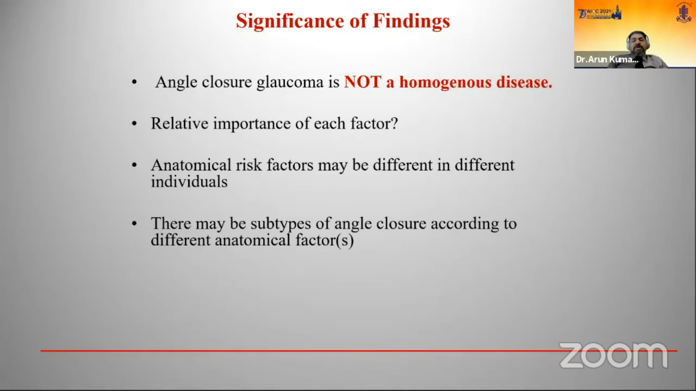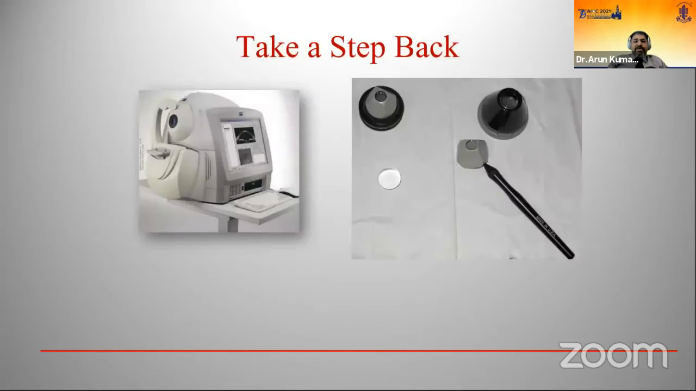So essentially, the summary of what we gain from this is that angle closure glaucoma is not a homogeneous disease. The relative importance of each factor and anatomical factors may be different in different individuals. There may be many subtypes of angle closure according to the different anatomical factors, and individualized treatment is something that maybe we need to start considering.